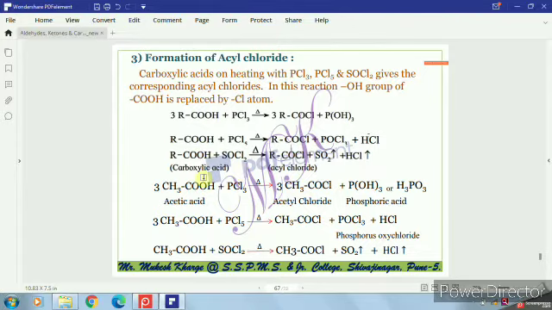So let us see the example. Acetic acid reacts with phosphorus trichloride. On heating, it gives acetyl chloride. So OH gets replaced by Cl. What is the byproduct? P(OH)3 or H3PO3, that means phosphorus acid, sorry, it is phosphorus acid, not phosphoric acid.